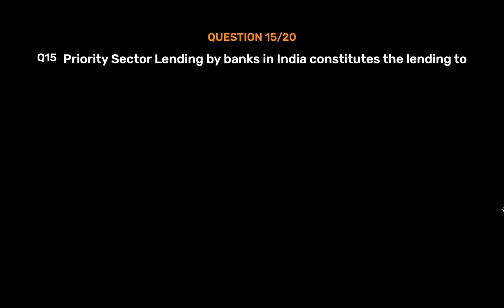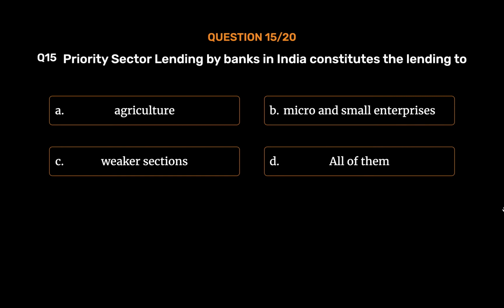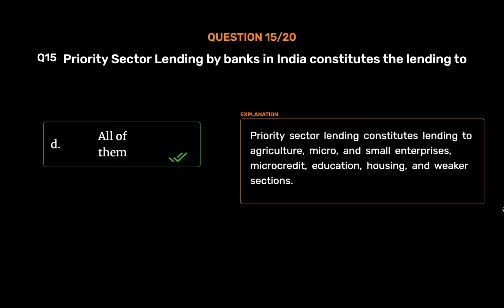Question number 15. Priority sector lending by banks in India constitutes the lending to Option A. Agriculture. Option B. Micro and small enterprises. Option C. Weaker sections. Option D. All of them. The correct answer is Option D. All of them. Priority sector lending constitutes lending to agriculture, micro and small enterprises, microcredit, education, housing, and weaker sections.